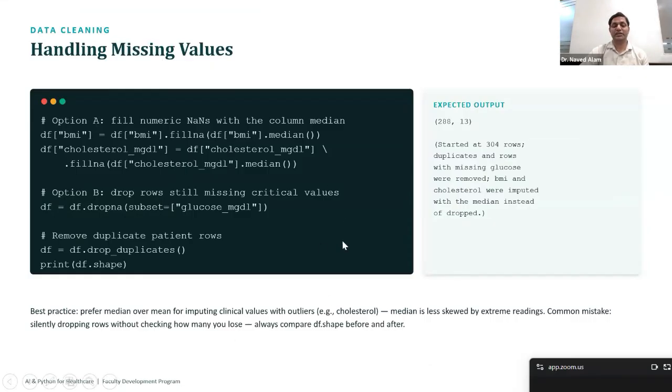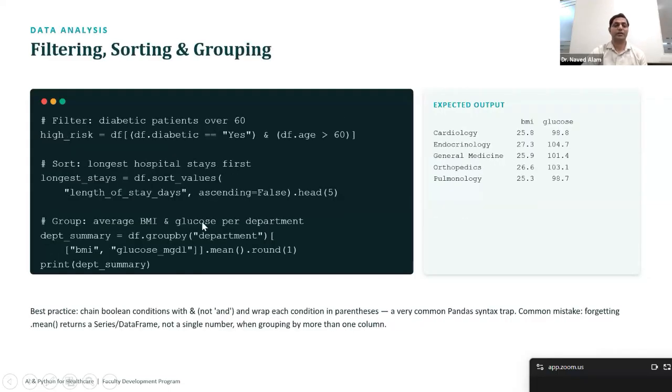Okay, so I was telling that we can handle the missing values in the data set by using this command. We can use dot fillna for filling the values, and this value can be the median or the mean. If there is any duplicate row in the data set, we can use df.drop_duplicates. We can remove duplicate patient rows, and if we want to delete only the missing critical values, we can use df.dropna.